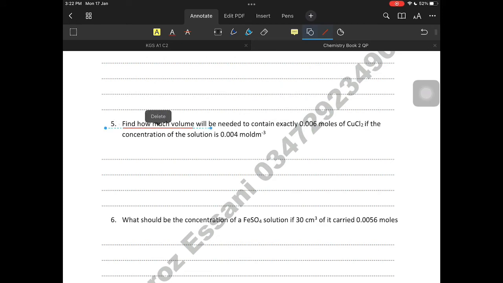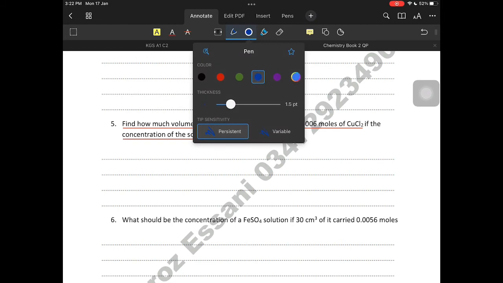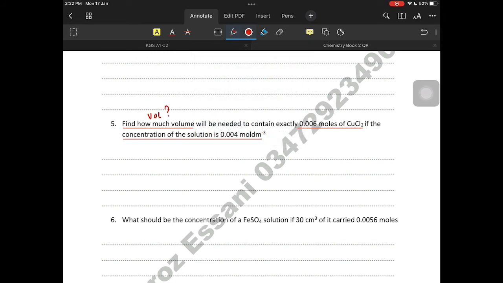Let's try this one. How much volume will be needed to contain exactly 0.006 moles of copper chloride if the concentration of the solution is 0.004? So again, it seems like the volume is missing. The mole value is given, which is 0.006 moles of copper chloride, and concentration is also given, which is 0.004. Same formula over here. We do the same putting of the values. Moles are put. We put the concentration over here. Volume is missing. 1000 is still the mathematical constant over here with us.